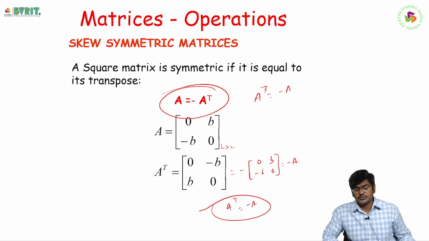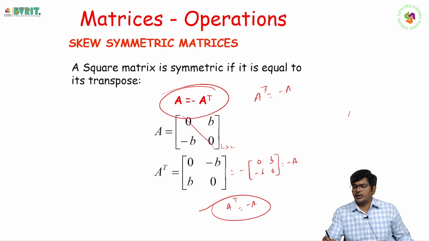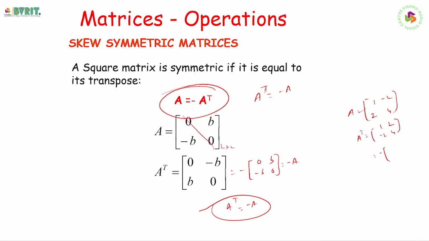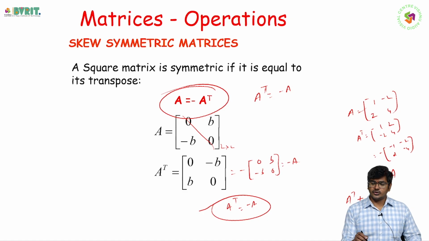In a skew symmetric matrix, you observe that all the diagonal elements are zeros. For example, we give 1, minus 2, 2, 4. Then A transpose is 1, 2, minus 2, 4. Take minus common, we get minus 1, minus 2, 2, minus 4. Here A is 1, minus 2, 2, 4 and A transpose is 1, 2, minus 2, 4. Taking minus common, this is not equal to A. Therefore, it is not a skew symmetric matrix. In a skew symmetric matrix, the diagonals must be zeros.